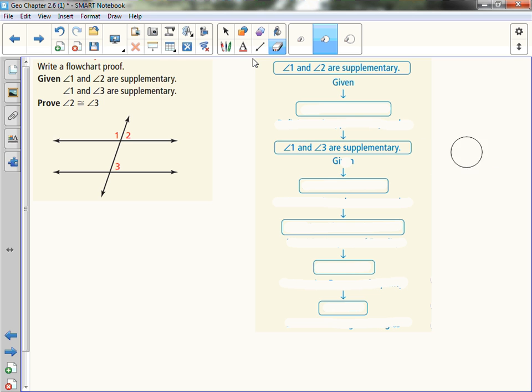Now the other given is that 1 and 3 are supplementary. And really what we're doing here is we're proving that 2 and 3 are supplementary. Our theorem that we just got a minute ago is what we're proving here, our congruent supplements theorem. So we have these two givens, and we're going to end up saying that 2 is congruent to 3, yes? That's what we want to prove.